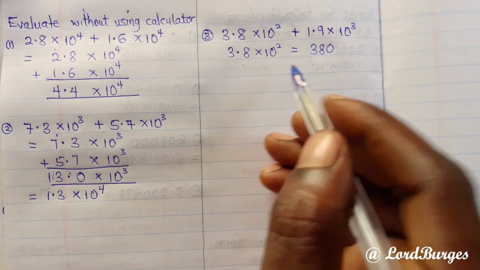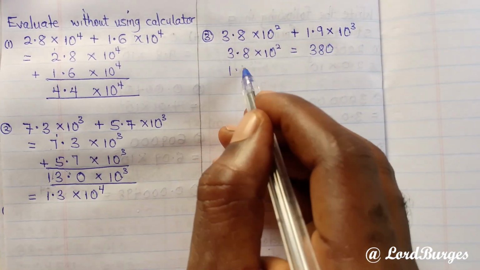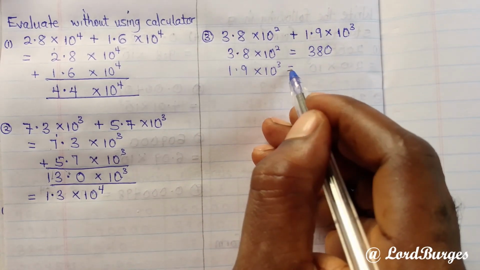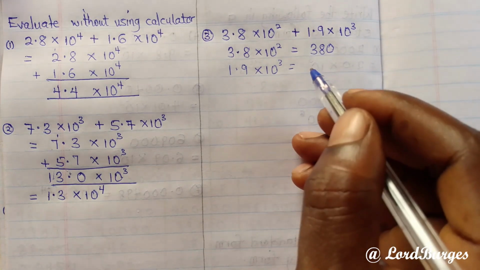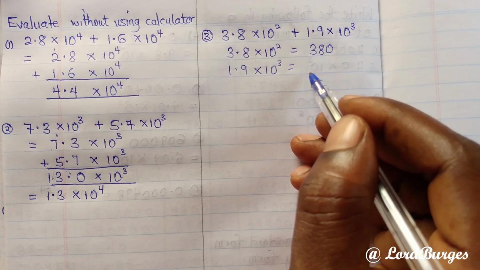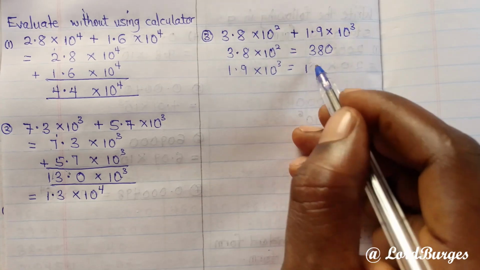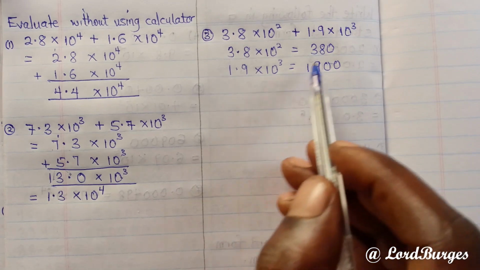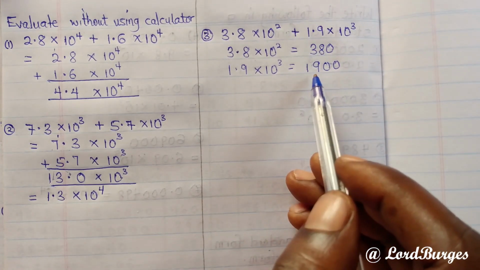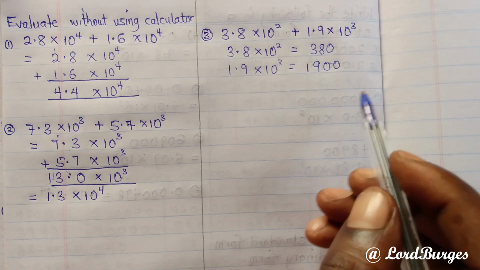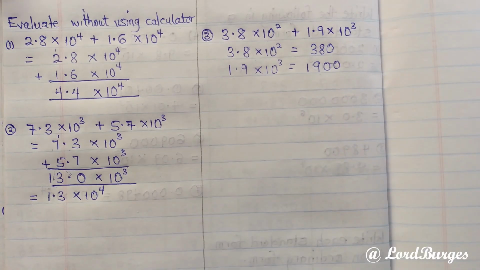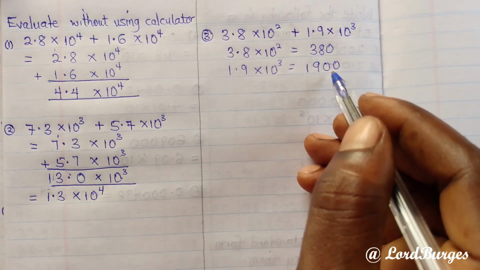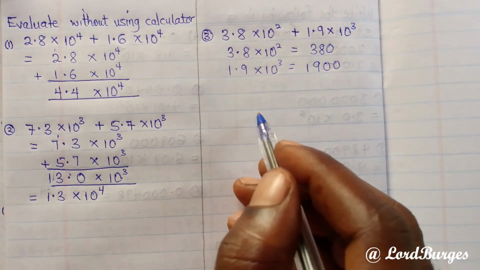Then I'll now have to change my 1.9 times 10 raised to the power 3 to the ordinary form, which will give me 1900. So this is my 380, this is my 1900. What I need to do next is to add the 2. After adding the 2, I'll now change it back to standard form.